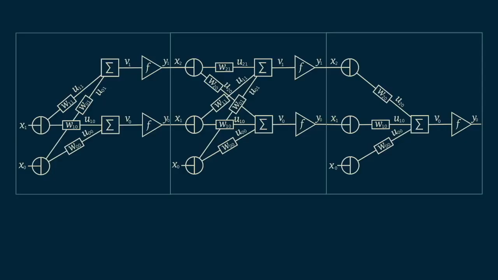We can take the next step and add another layer to our network. Now we have a set of hidden nodes between layer 1 and layer 2, and another set of hidden nodes between layer 2 and layer 3.